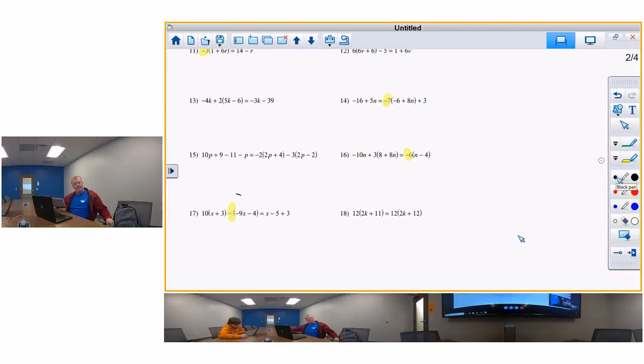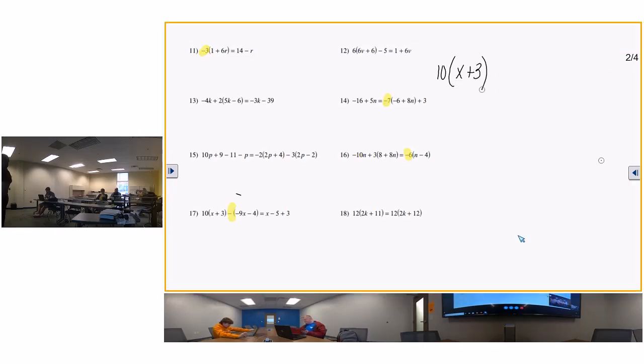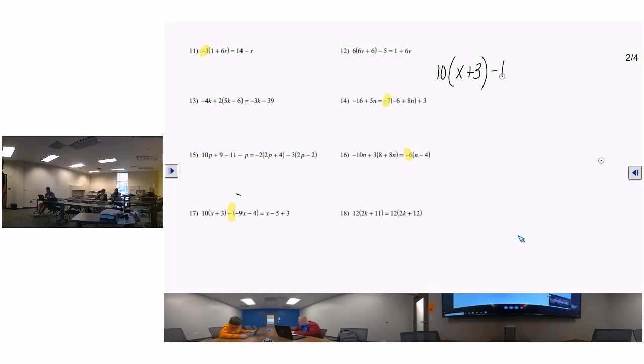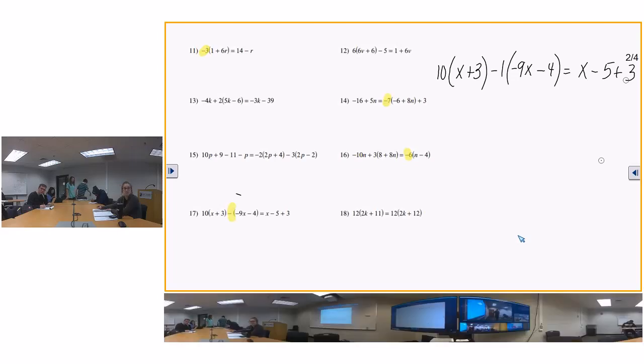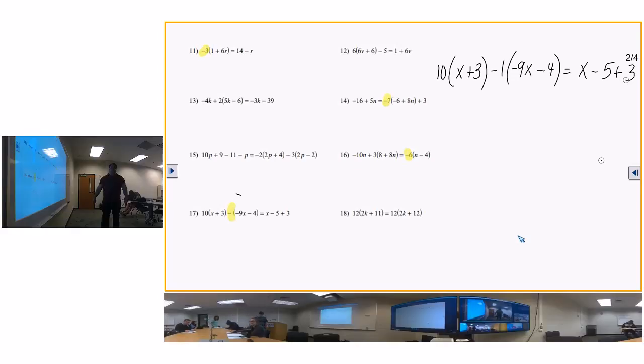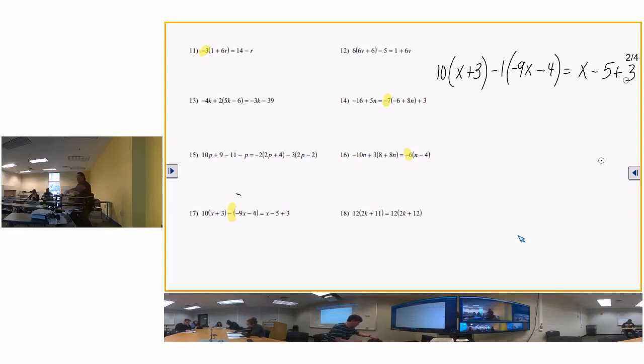Okay, 10 times x plus 3, minus 1 times negative 9x minus 4 is equal to x minus 5 plus 3. And I have no idea what time it is, so I'll just wait a minute or two and let y'all work on it. If you can do these problems that I'm giving you today, then you're pretty much good for 6.2. I think this is 6.2.